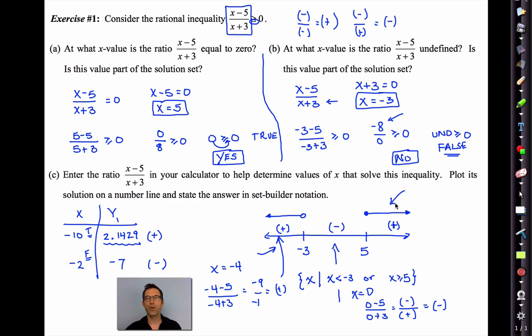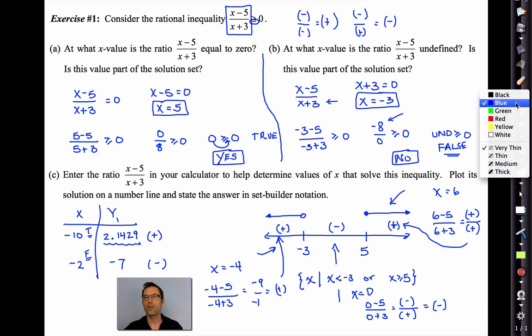Finally, if we pick a number in this area greater than 5, let's say x equals 6, that's convenient, and we substitute it in, we'd have 6 minus 5 divided by 6 plus 3. Again, not really important what the final answer is, but the numerator is positive, the denominator is positive, and we all know that a positive divided by a positive is a positive. All right? And therefore, we get that solution set.